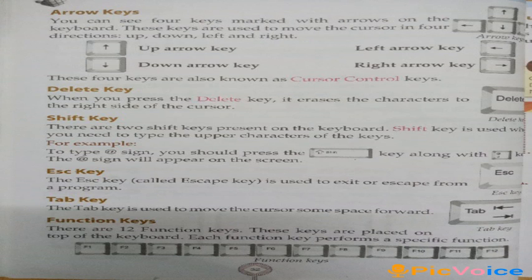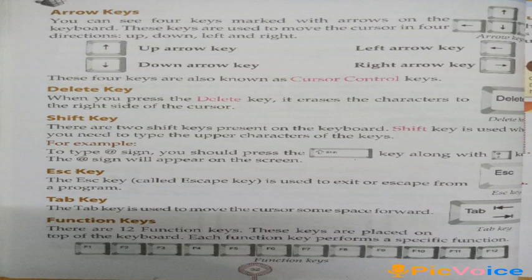Page number 32. Arrow keys. You can see 4 keys marked with arrows on the keyboard. These keys are used to move the cursor in 4 directions: up, down, left and right. These 4 keys are also known as cursor control keys. Delete key. When you press the delete key, it erases the characters to the right side of the cursor.